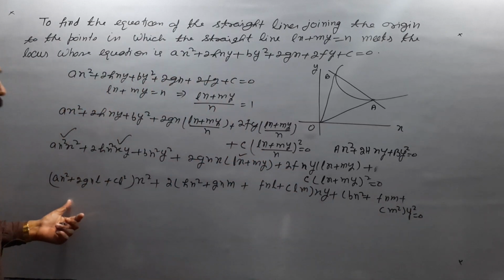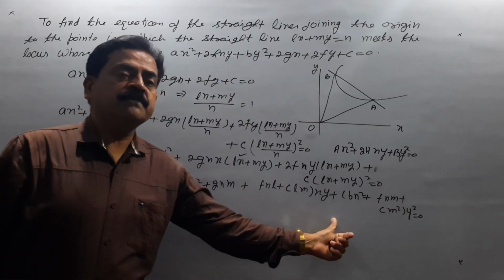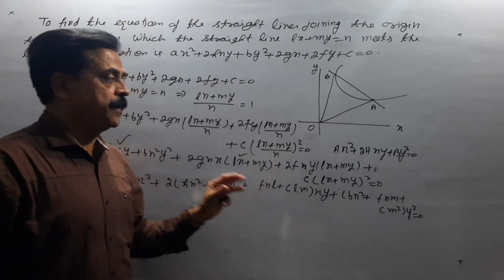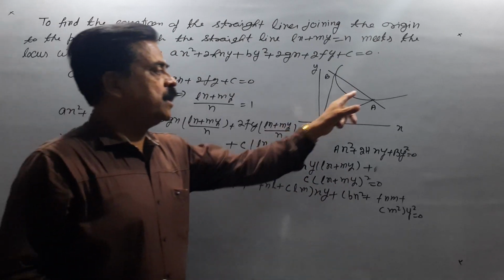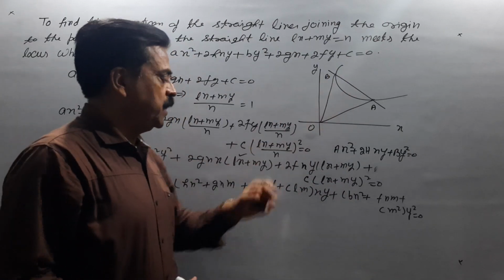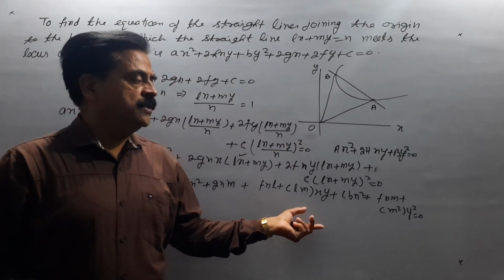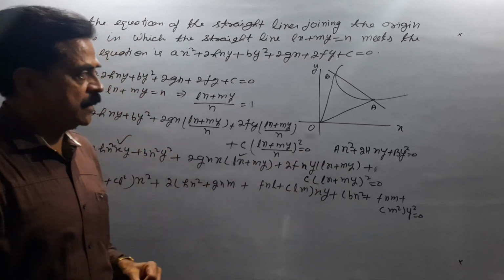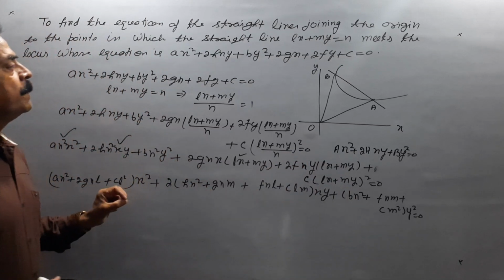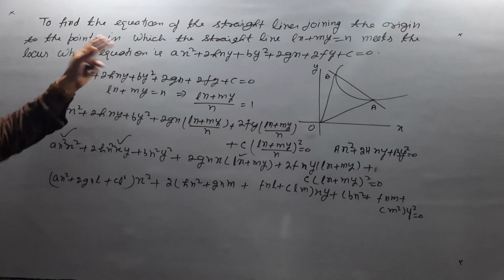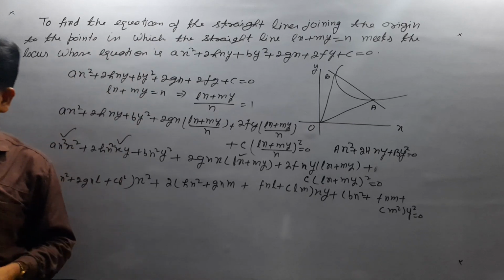So this equation is a homogeneous equation of second degree, which always represents a pair of straight lines, that is OA and OB. So the OA and OB lines will be represented by this homogeneous equation of second degree. So this is the solution of this article.